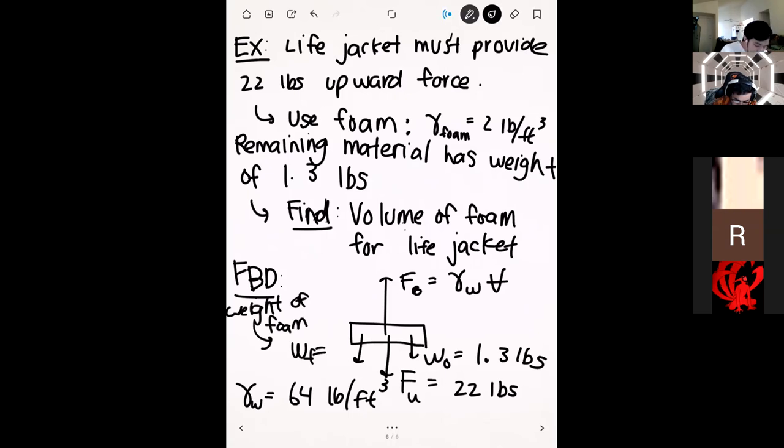And then from up there, we know that this is going to be WF, or gamma F for the specific weight of the foam, times volume. And so what we have here is a free body diagram, and all we've got to do is sum up the forces and then solve for the volume. Okay, are there any questions on the problem setup?